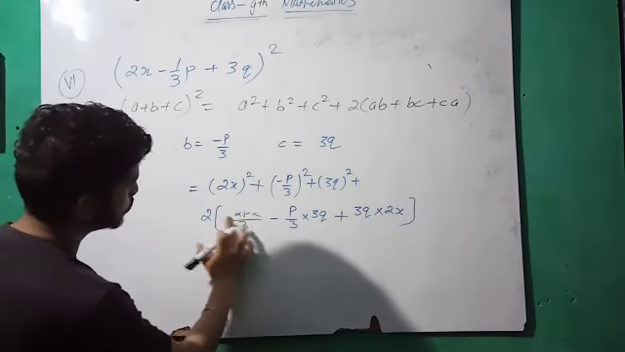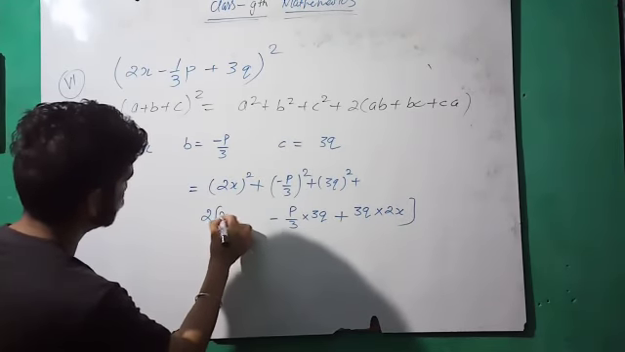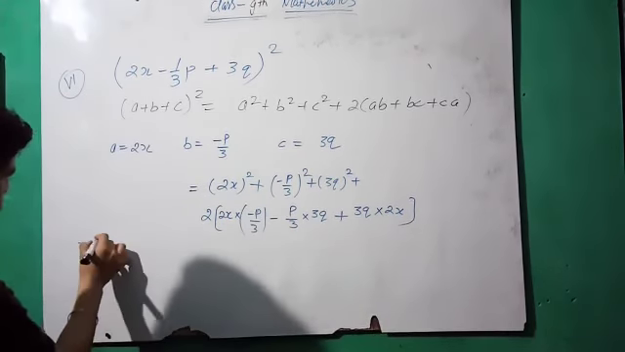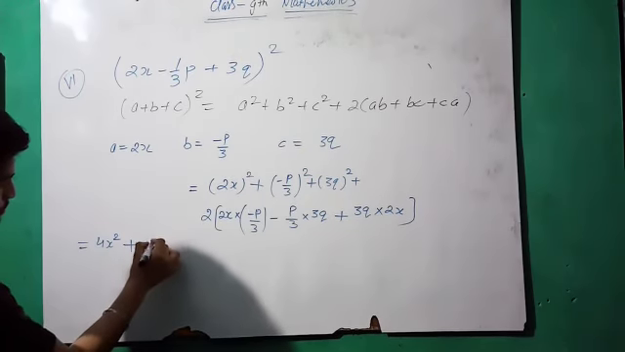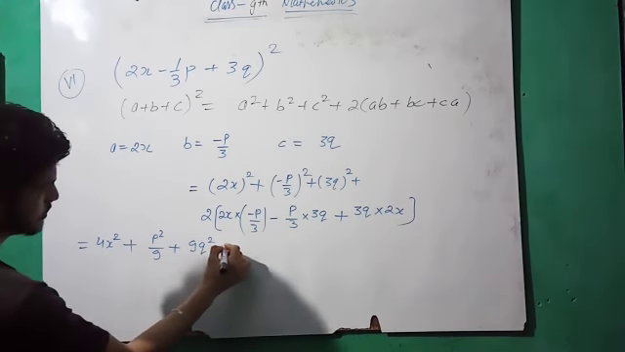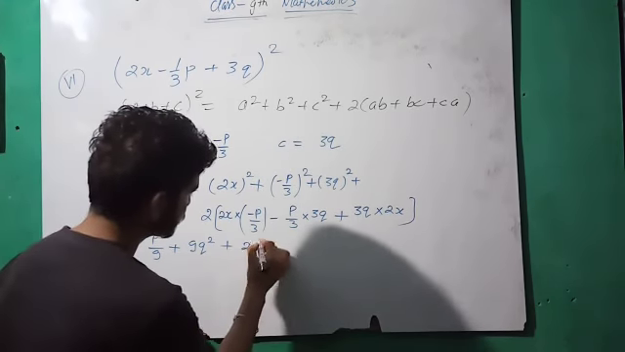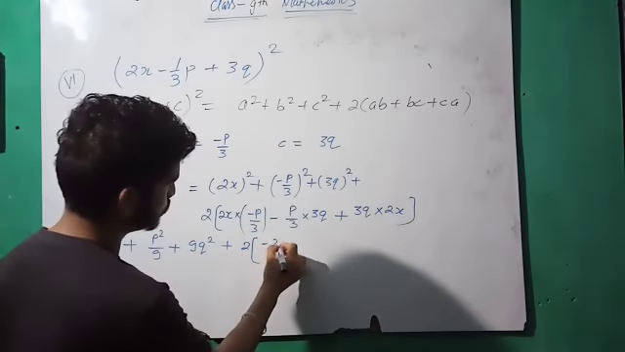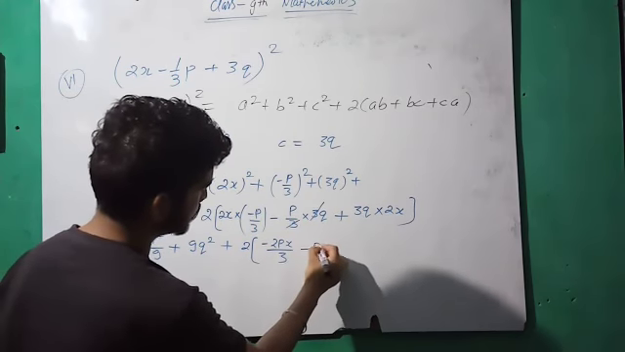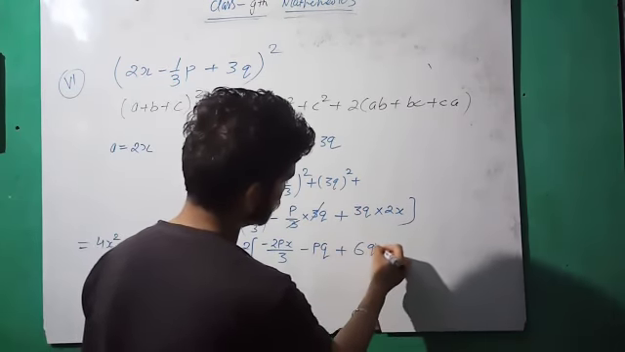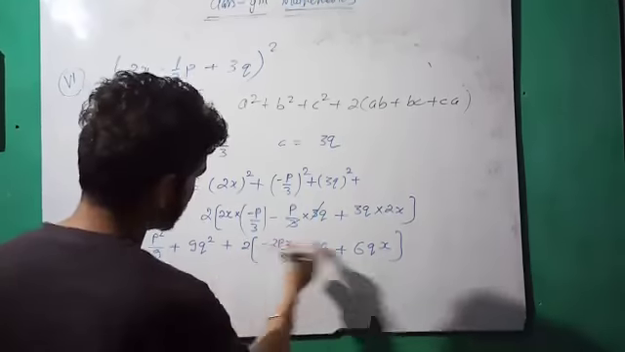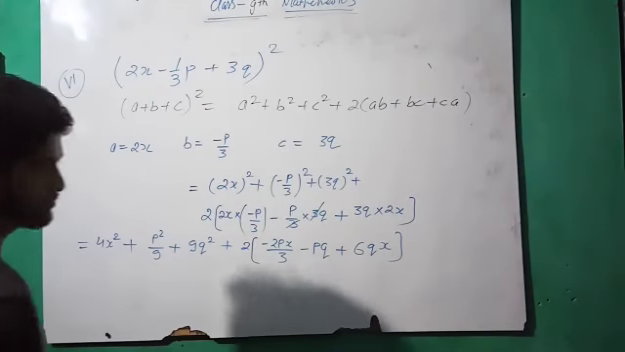Here we have to multiply 2x. The answer is the same, but 2x multiplied with minus p by 3. Okay, so it is 4x square, then p square upon 9, plus 9q square, plus 2ab, so minus 2px upon 3, minus pq, plus 6qx. Okay. If you want to simplify further, then multiply the 2 with all the terms and you can simplify.